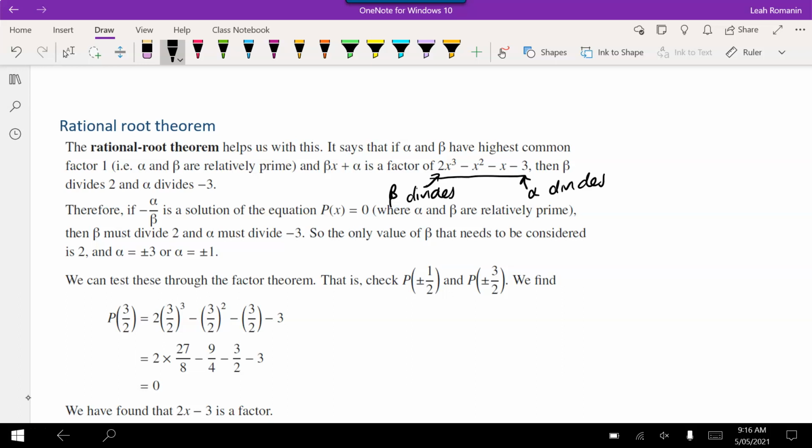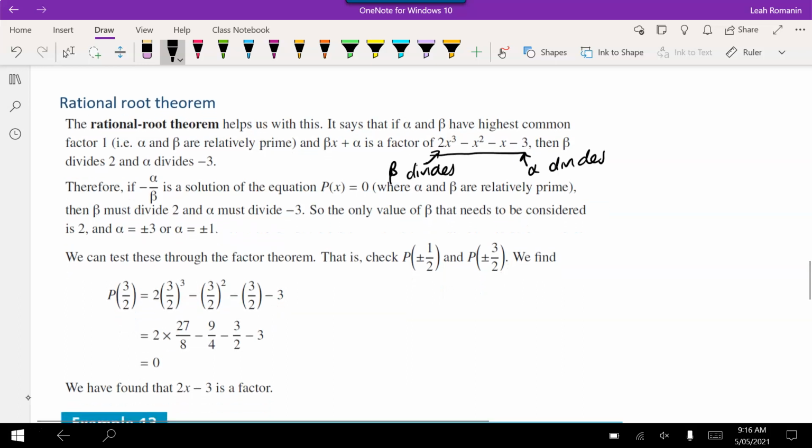So say with that particular polynomial up there, I've got 2x cubed. So if I'm looking for a divisor for beta, I'm looking for one of the factors. I'm either having the possibility that beta could be positive or -1 and positive or -2. For alpha, with 3, I'm looking at positive or -1 and positive or -3. So the potential factors of both of those numbers for beta and alpha.